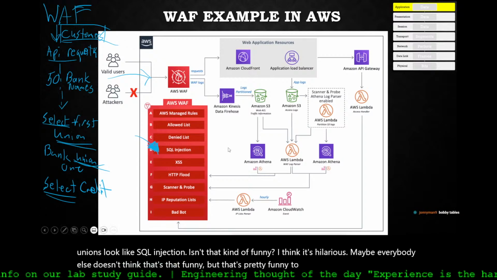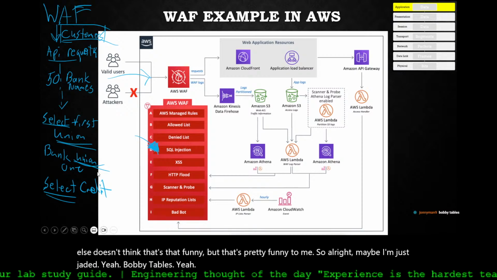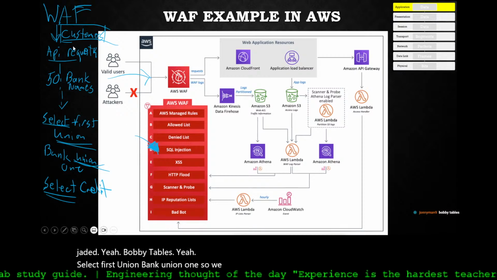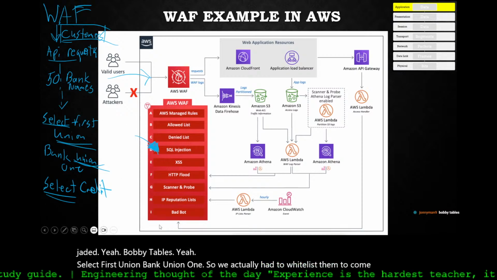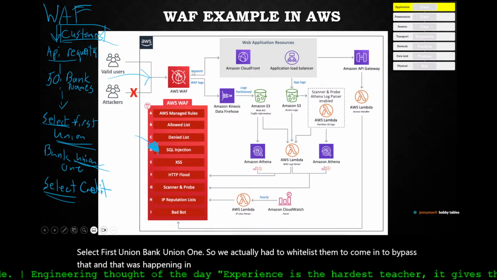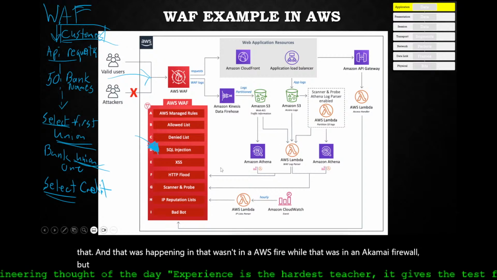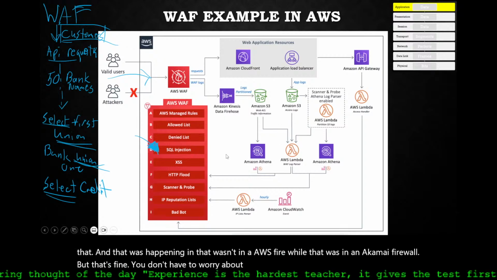So, all right. Maybe I'm just jaded. Yeah, Bobby Tables, yeah. Select First Union, Bank Union 1. So we actually had to whitelist them to come in to bypass that. And that wasn't in an AWS firewall, that was in an Akamai firewall. But that's fine. You don't have to worry about who that was and how that was affecting them.